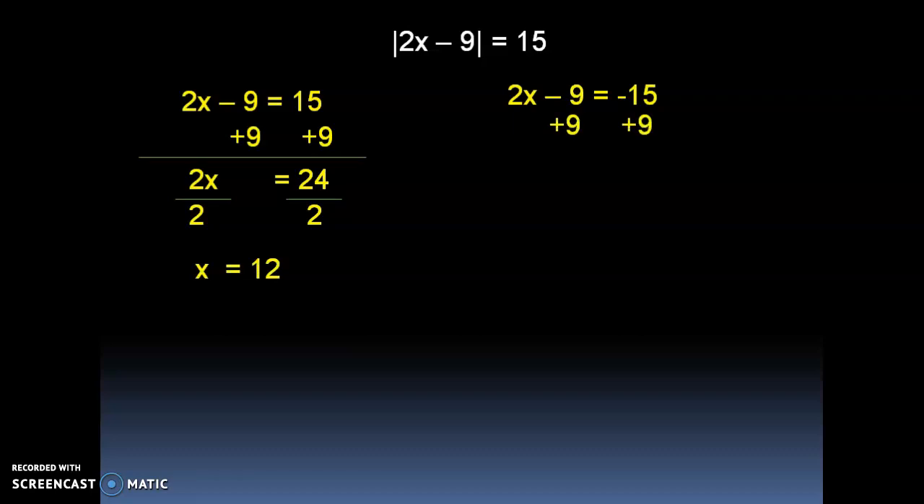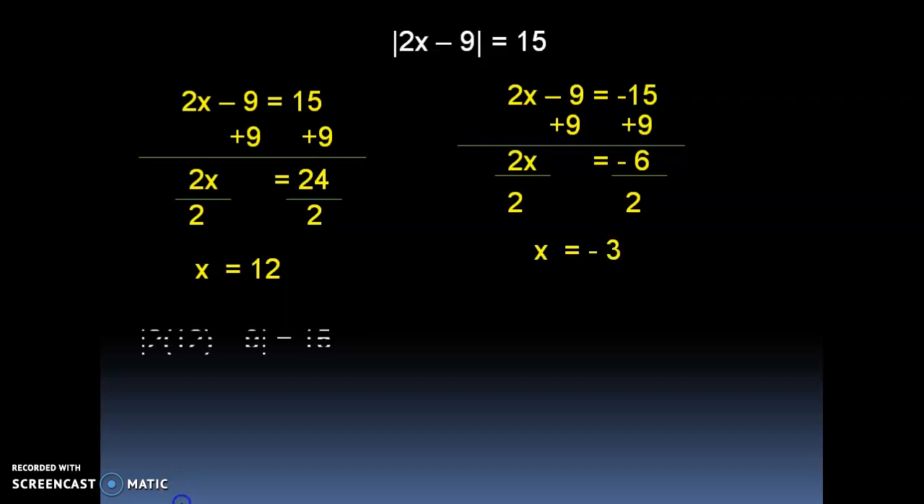The other equation, we still have to add 9 to both sides. Remember that the left side of the equation is not changed. We're just changing it to plus or minus 15. So now we get 2x equals negative 6. Again, dividing by 2, we get x equals negative 3.